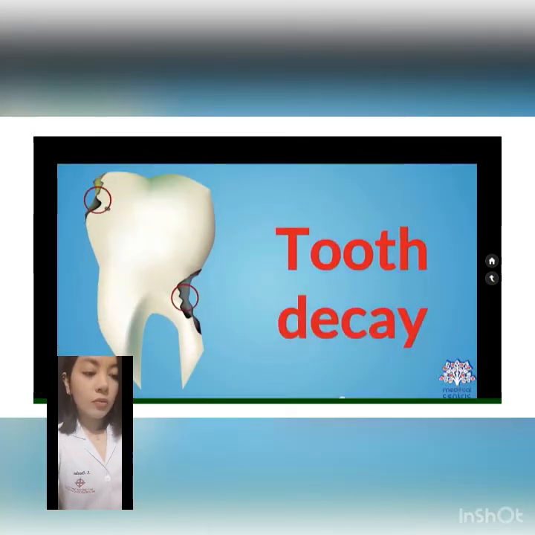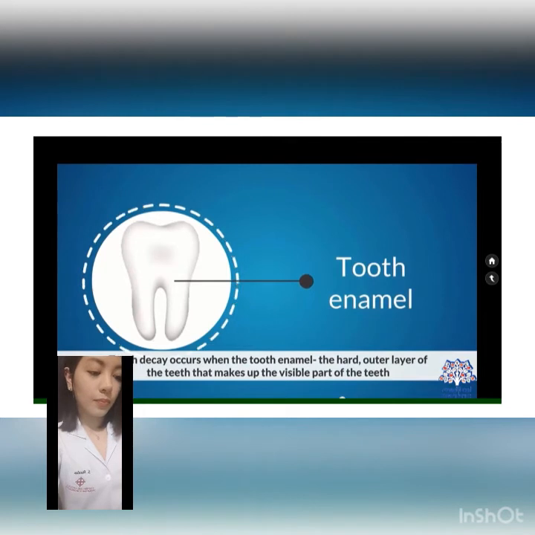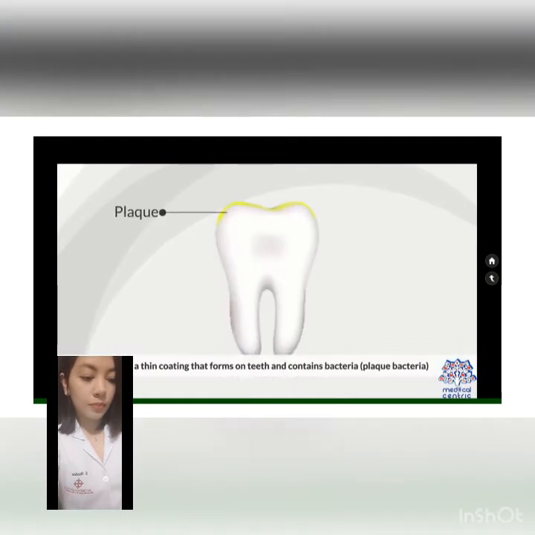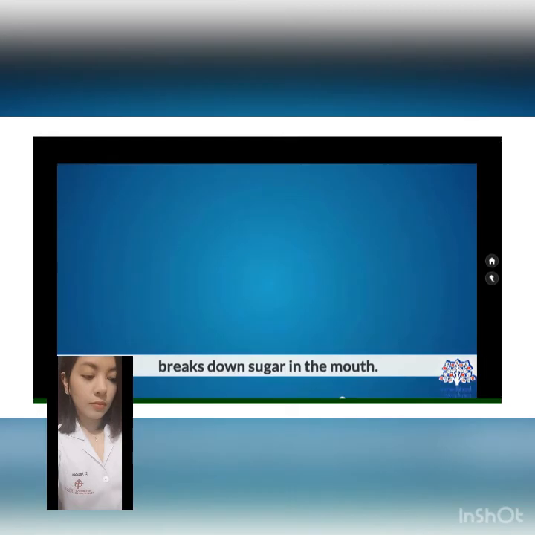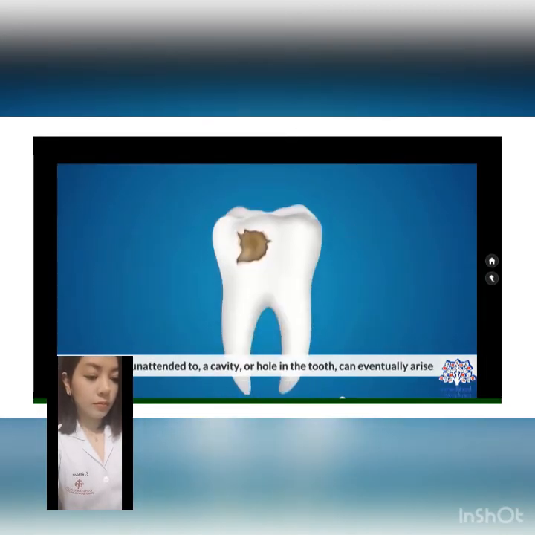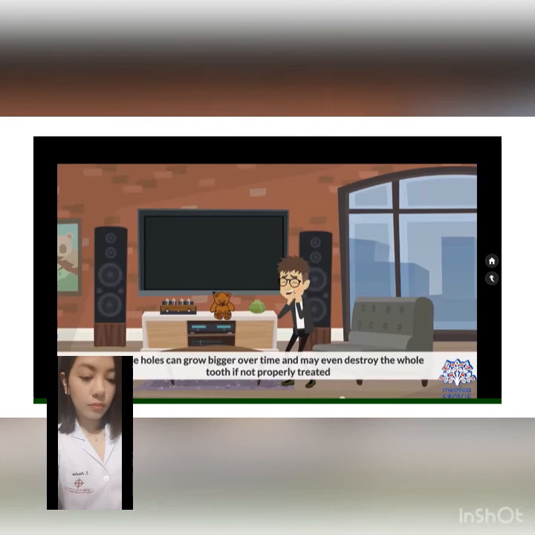Tooth decay: causes, signs and symptoms, diagnosis and treatment. Today's topic is tooth decay. Tooth decay occurs when the tooth enamel, the hard outer layer of the teeth that makes up the visible part of the teeth, is destroyed due to the effect of acids that are generated when plaque, a thin coating that forms on teeth and contains bacteria, breaks down sugar in the mouth.